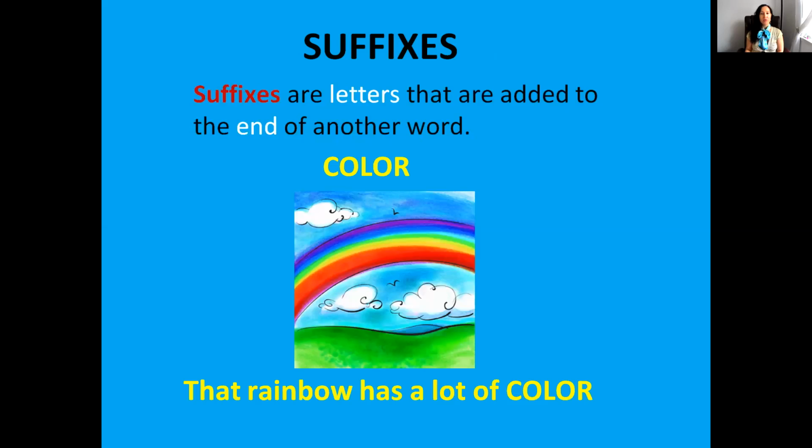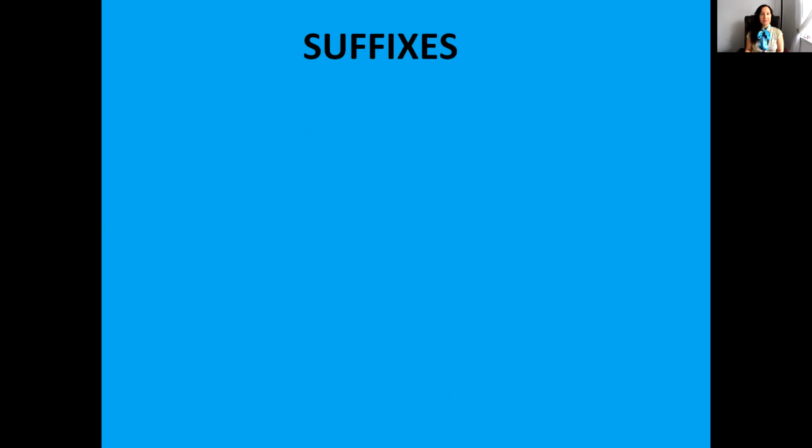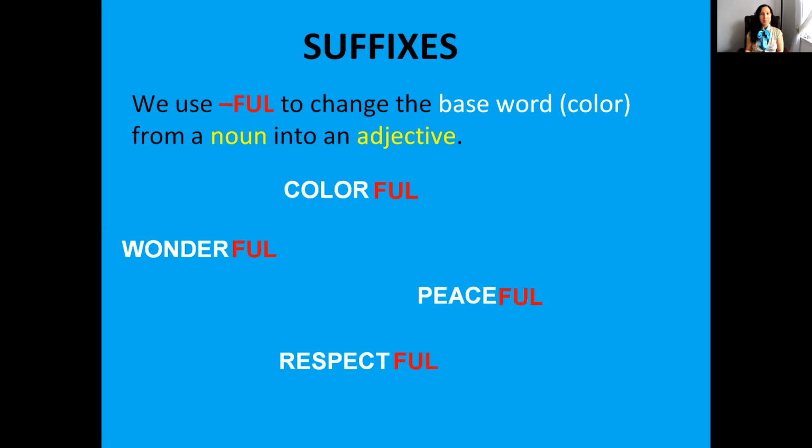Color. That rainbow has a lot of color. What do you think? Colorful. The rainbow is very colorful. We use full to change the base word color from a noun into an adjective. Color, colorful. Wonder. Can you guess? Wonderful. Respect, respectful. Peace, peaceful.